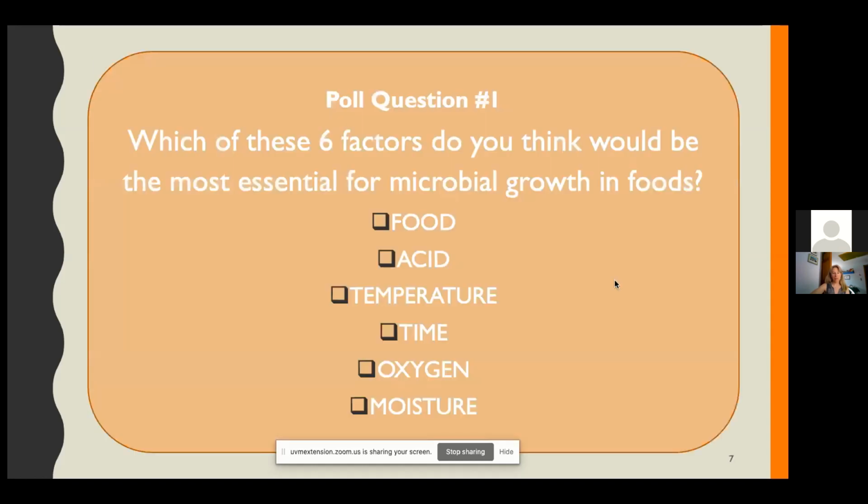So it is time for our first poll. Which of these 6 factors do you think would be the most essential for microbial growth in foods? Okay, so I'm about to launch the poll. Your choices are food, acid, temperature, time, oxygen, or moisture. The poll is being launched.